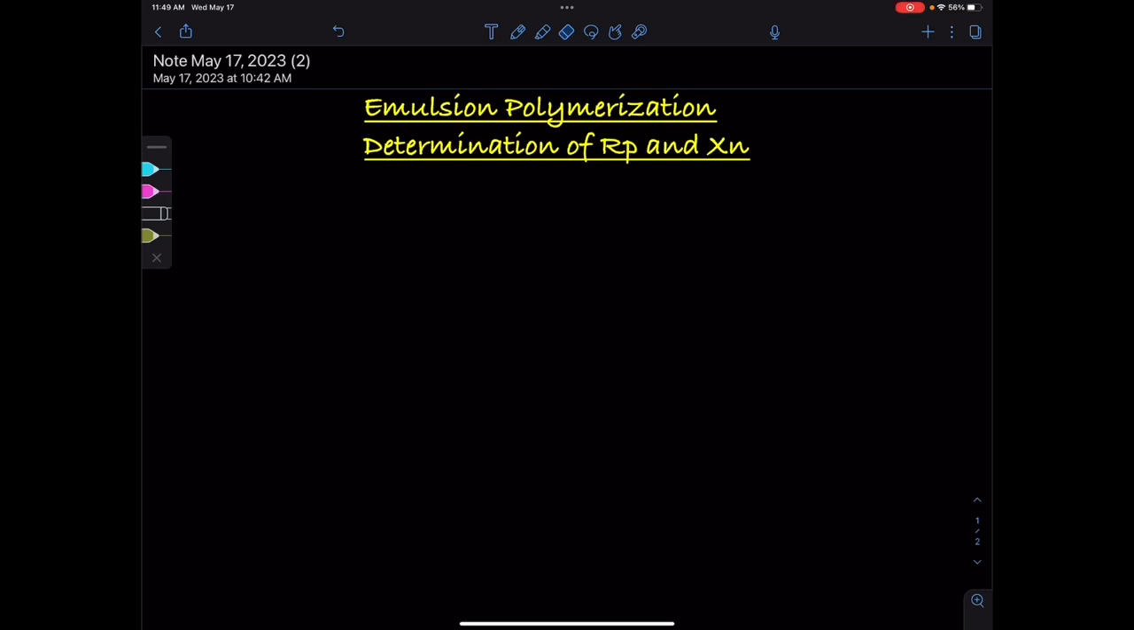The rate of polymerization, Rp, is given by Rp equals Kp times M times P, where Kp is the rate constant for propagation, M is the monomer concentration, and P is the concentration of the polymer particle.